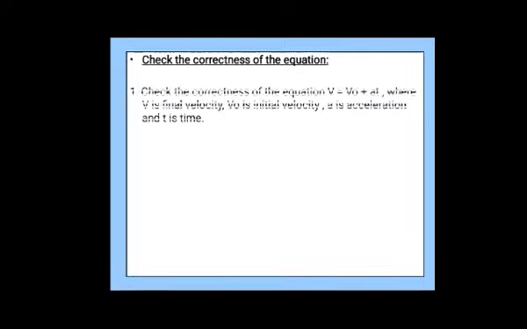So now let us go for first application, that is to check the correctness of equation. How to check the correctness of equation? We have to follow some steps here. Let us take one example. Say check the correctness of the equation v is equal to v naught plus at. Here meaning of the symbols, v is final velocity, v naught is again a velocity, a is acceleration, t is time.